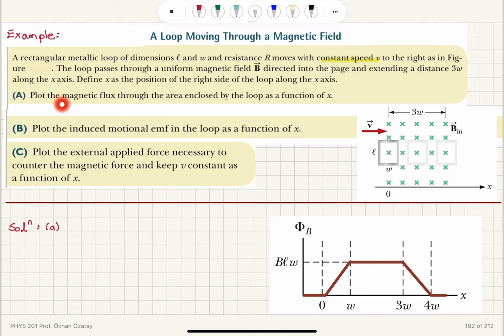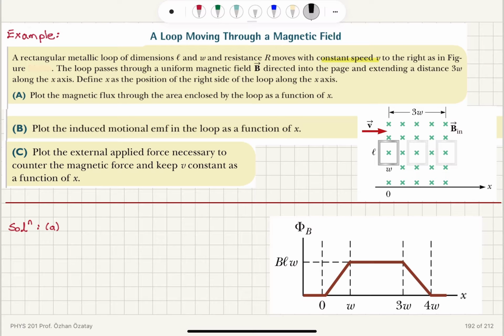Part A, plot the magnetic flux through the area enclosed by the loop as a function of x. Part B, plot the induced motional EMF in the loop as a function of x. And part C, plot the external applied force necessary to counter the magnetic force and keep V constant as a function of x.